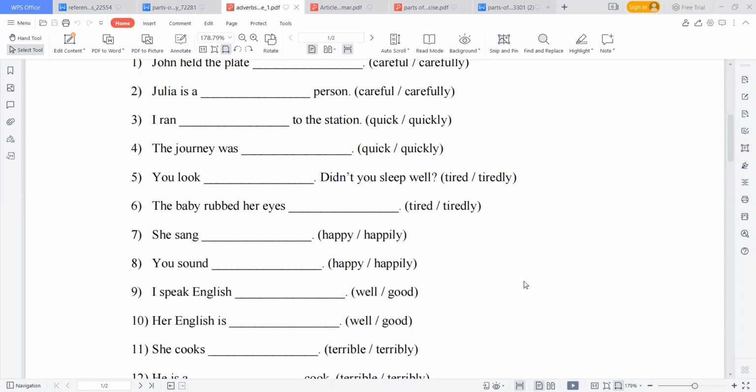Okay, let's start with the answers now. John held the plate dash. Just let me know what is missing, adjective or adverb, then let me know what the answer is. Adjective. Okay, that means you are looking for the word that describes John, not held.